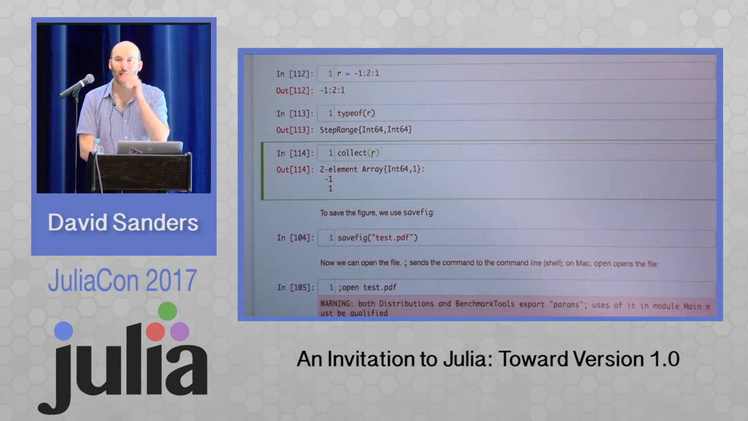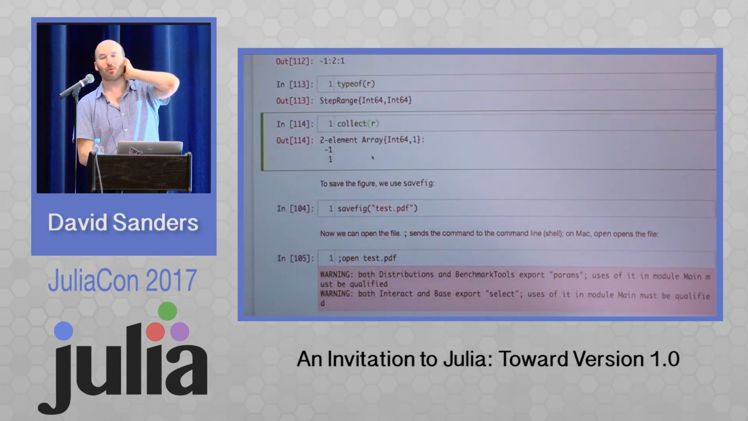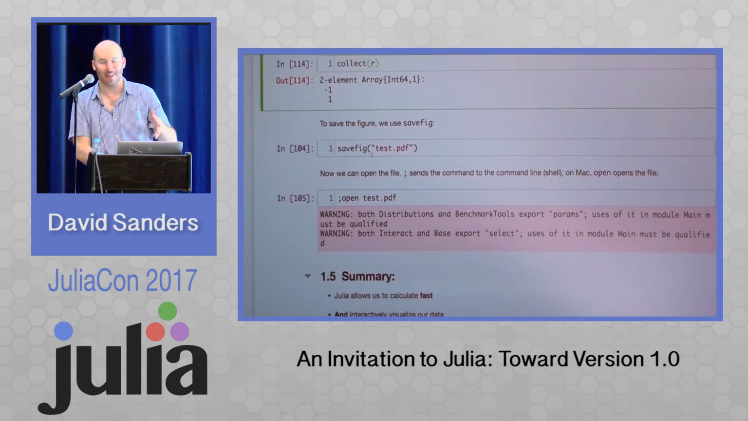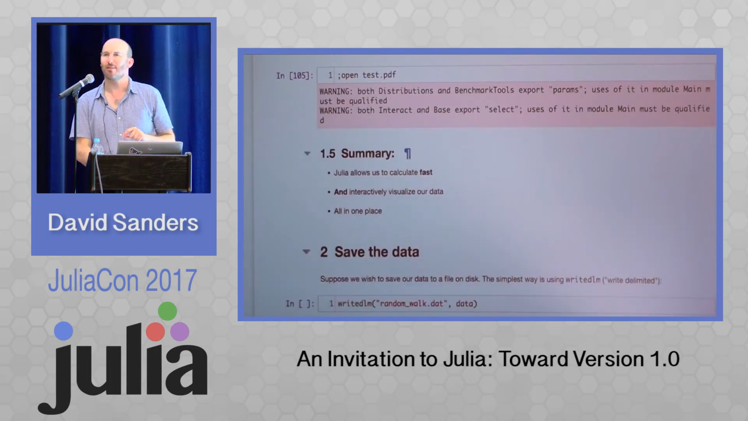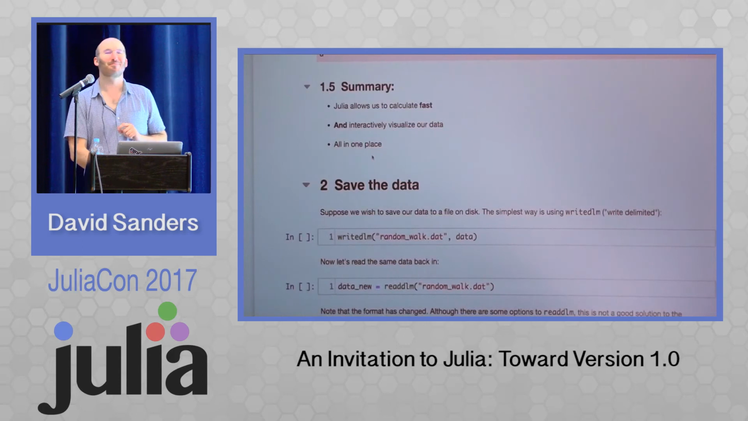Can I write my own generator function? The answer is yes, but it has just changed how you do that in 0.6, and I won't be able to do it in this moment. So you use something called a channel, is that right? Do you know? Okay, we don't know. Good question.